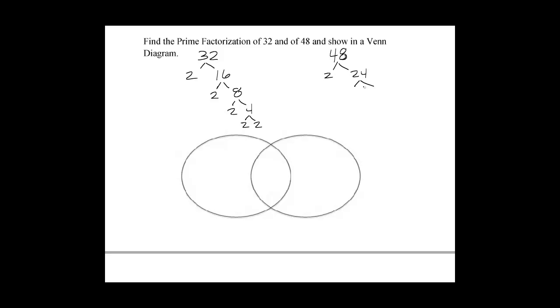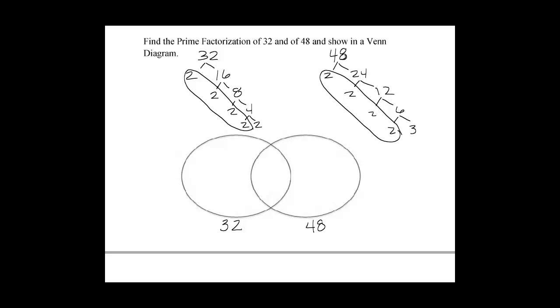2 and 24. We have 2 and 12, 2 and 6, 2 and 3. So here I have, we can see 4 2's. And here I have 5 2's. But common to both of these lists are 4 2's. So when we plot we'll put 32 in this Venn circle and 48 in this.